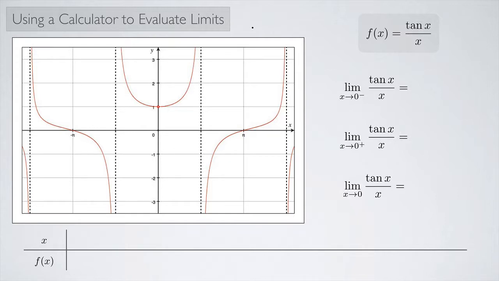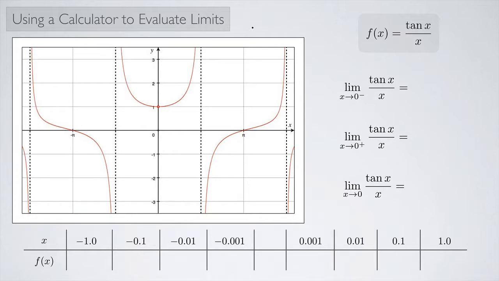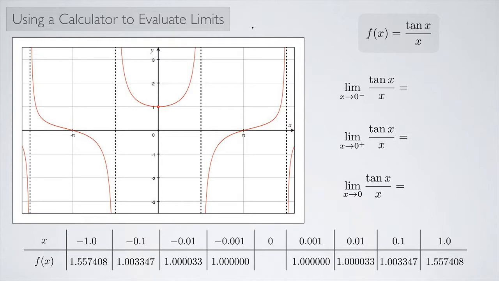And I'm going to look at values coming from the left, like -1 and then -0.1 and -0.01 and -0.001. And then from the right, 1, 0.1, 0.01, and 0.001. And then we have 0 in the middle. So at -1, I have this value, and then I'll just fill in the other values here. And you can see that it does appear to be approaching 1. And then also from the right, it also appears to be approaching 1. And remember, the limit doesn't care about what happens right at 0, so I'll just leave that blank.